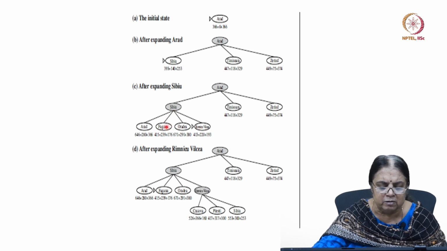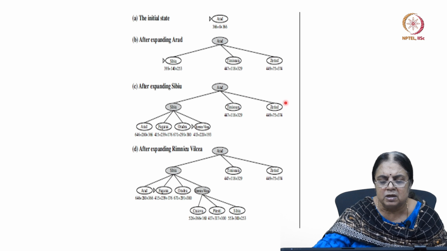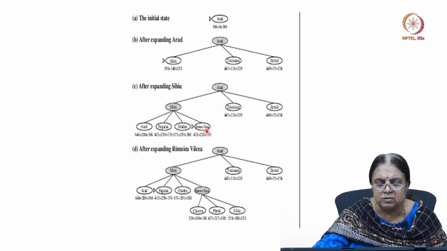So here let us leave out Arad, and this is going to give the f values for these three nodes, right? So now we have all these nodes in the frontier, and what is the smallest out of these? The smallest is 413. Okay, so that is this one.